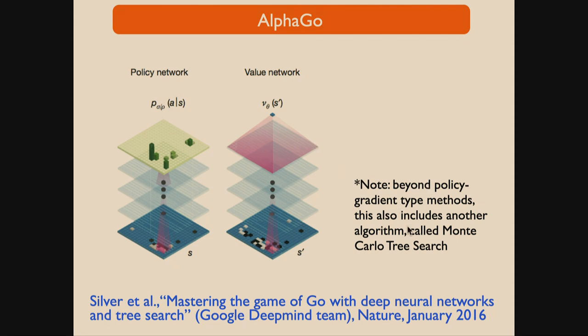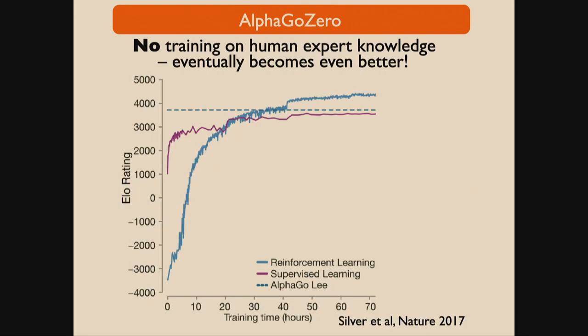Also, they had another kind of thing, which was more of a search type thing. So it was quite a bit more advanced than what I've been discussing right now. But at the heart of it, this is, so to speak, policy gradient. OK, and so here are some results.